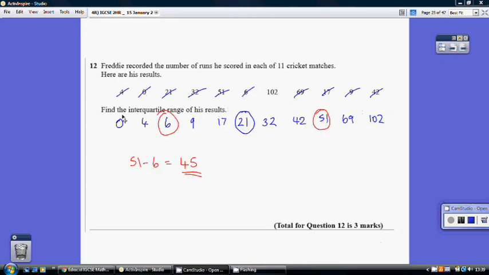Question 12. Well, to work out the interquartile range of these results, I've got to start off by putting them in order from lowest to highest, which I've done here. I've then gone and found my middle value, the median value, which is the one in the middle, 5 to the left, 5 to the right, which is 21, and I popped a circle around that.